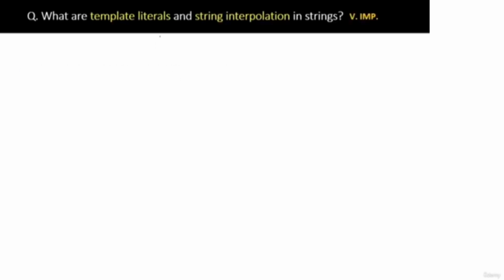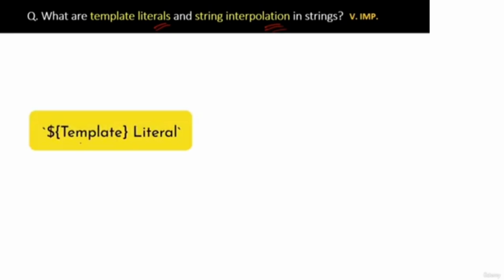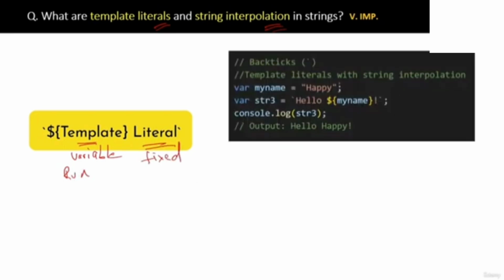What are template literals and string interpolation in strings? Very important question. If you see this image, a template literal is a combination of a template, which is a placeholder for a variable whose value is assigned at runtime, and a literal, which means a fixed word or sentence. Let's see the code now. Here first we have a normal string with the value happy, and then like this we are putting a statement inside the backticks. This statement inside the backticks is a template literal.